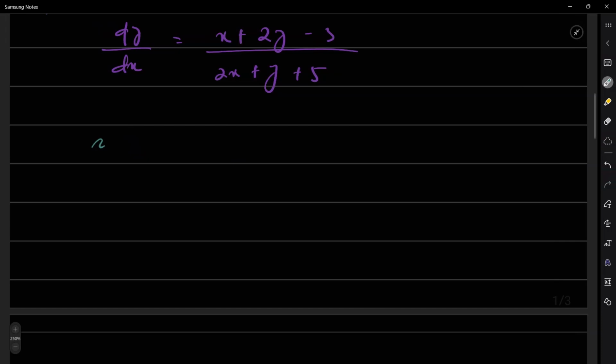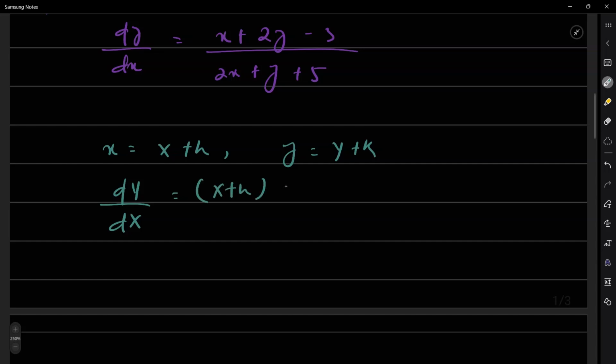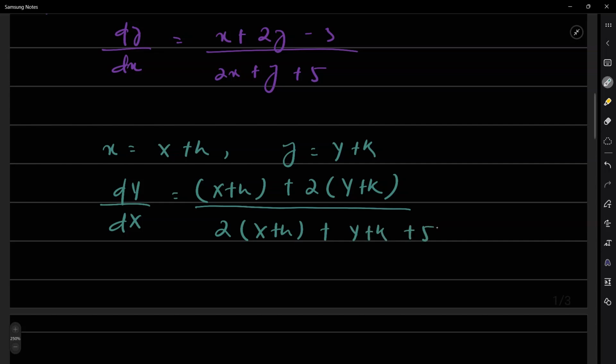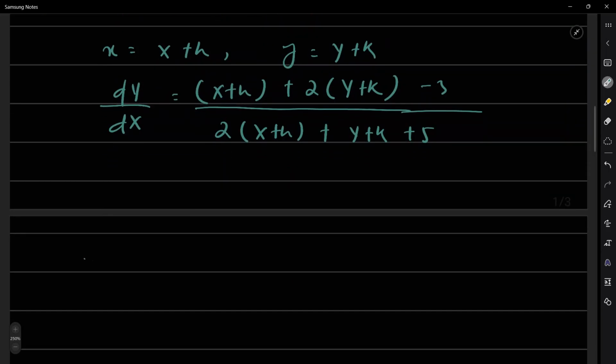So what will we do? We will substitute small x equal to capital X plus h and small y equal to capital Y plus k. So dy by dx becomes x plus h plus 2 into y plus k, divided by 2 into x plus h plus y plus k plus 5, minus 3. Then let's open the brackets.